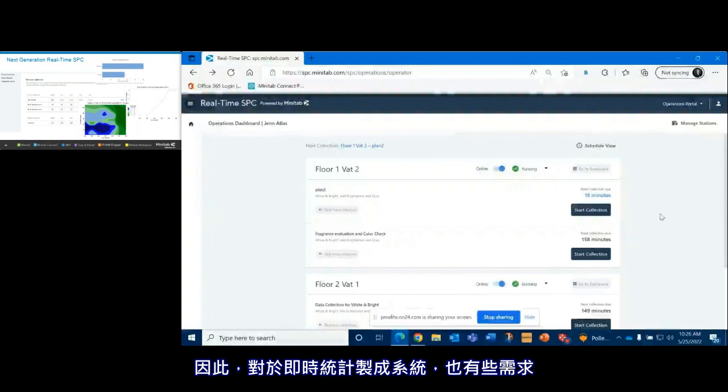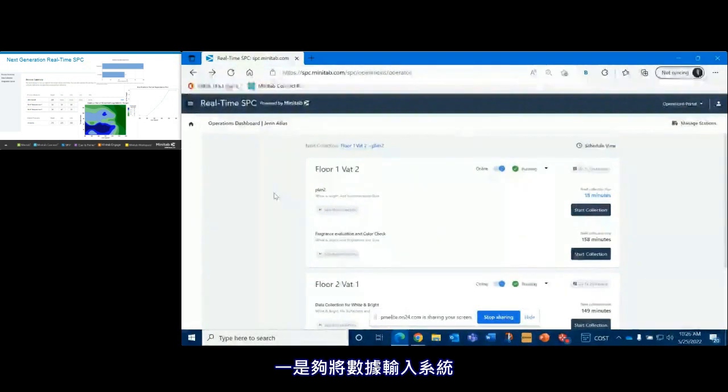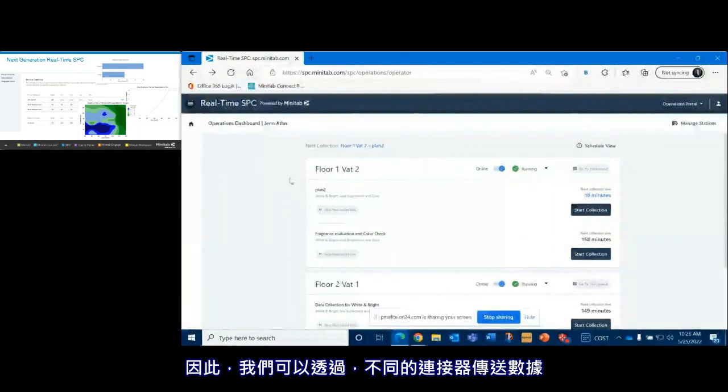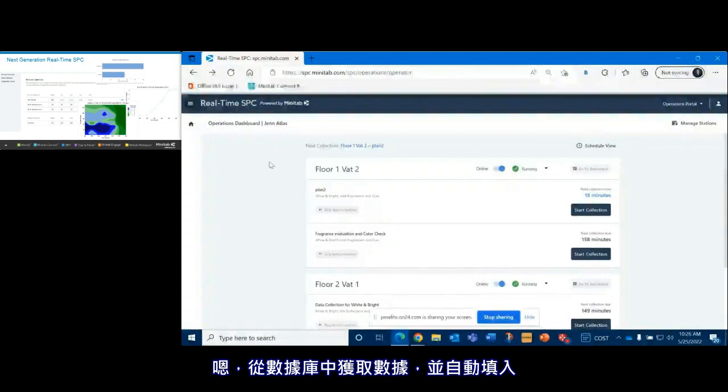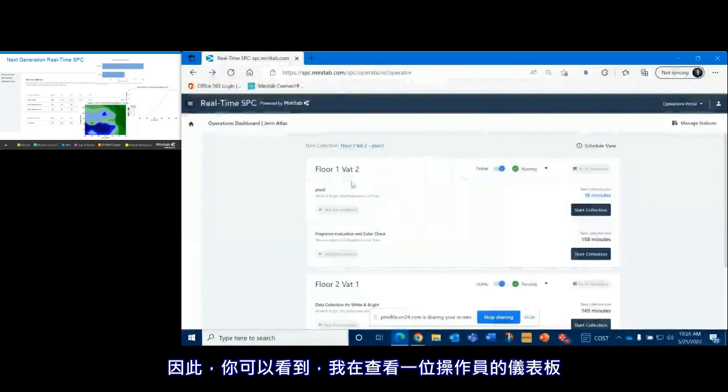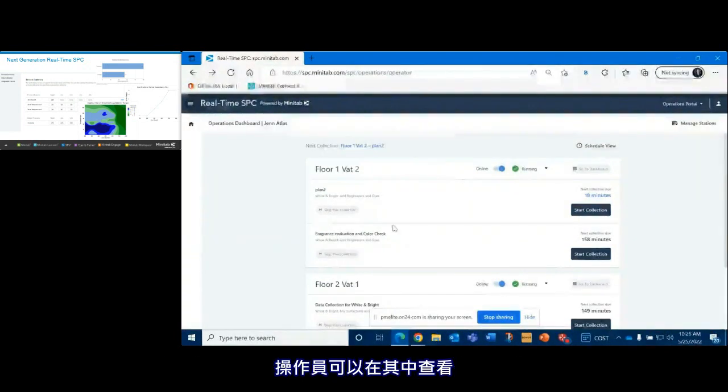Within real-time SPC, there's a couple of needs. One is I need to be able to get data into the system. That could be via automatic collection. We can push data in via different connectors, getting data out of the database and automatically populating these tools. We can also accommodate operators who are manually entering that information. Here I'm looking at an operator dashboard where the operator can see when their next collection is due, and they can start that collection.